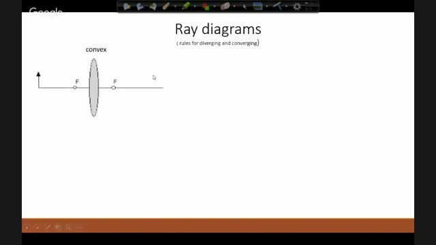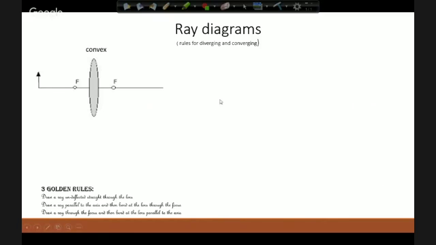Okay, so if you're going to be asked to draw an image on these ray diagrams, well, we need to know some rules for it. So let's have a look at a couple of the rules. So if I want to know where my image is going to appear on this side, is it going to appear over here? Well, this is how to work it out. Okay, 3 golden rules of drawing ray diagrams.